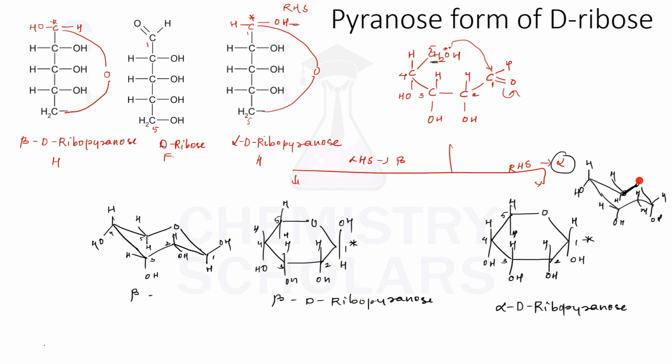Done. Okay, this is O. This is your alpha form. You can show the symbol for the anomeric carbon. Okay, this was your pyranose form.